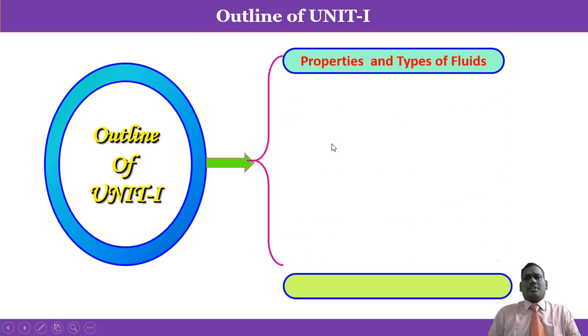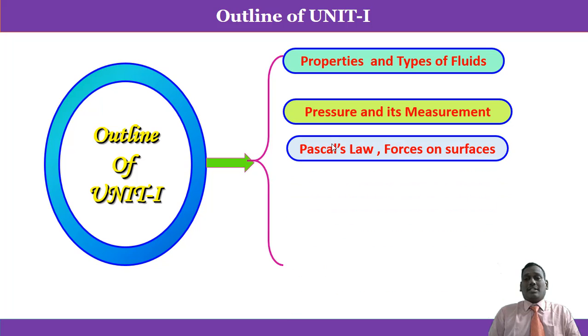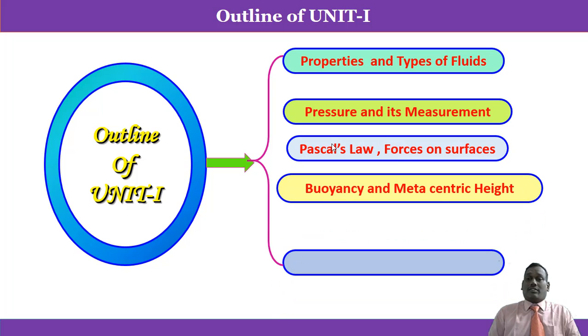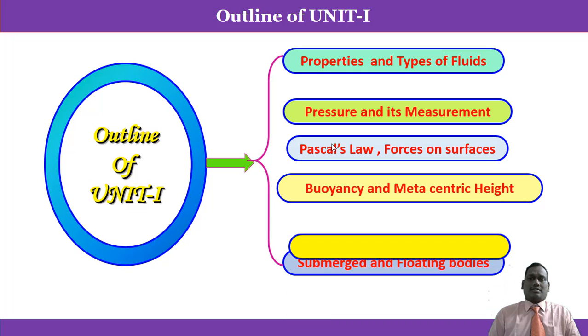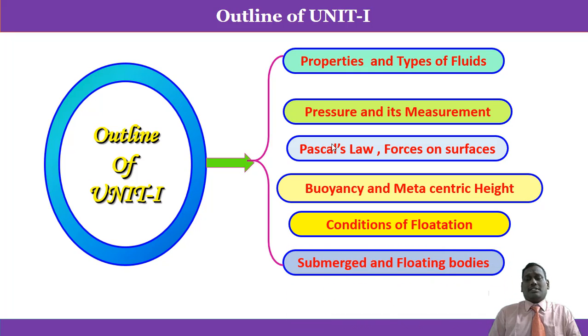The outline of unit 1 includes knowing the basic properties and various types of fluids, and how to measure a fluid when it is flowing in the pipe system and its devices, the basic concept of Pascal's law and forces on surfaces, whether straight, inclined or curved, and also another important concept, buoyancy and metacentric height, and submerged and floating bodies. Conditions of flotation will also be explained in the slides.